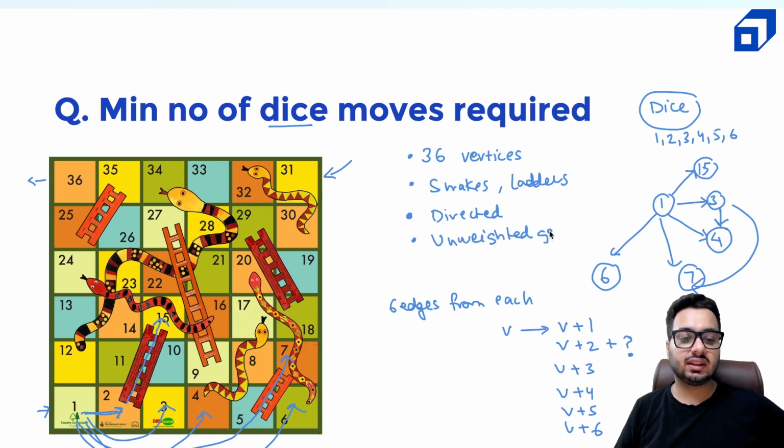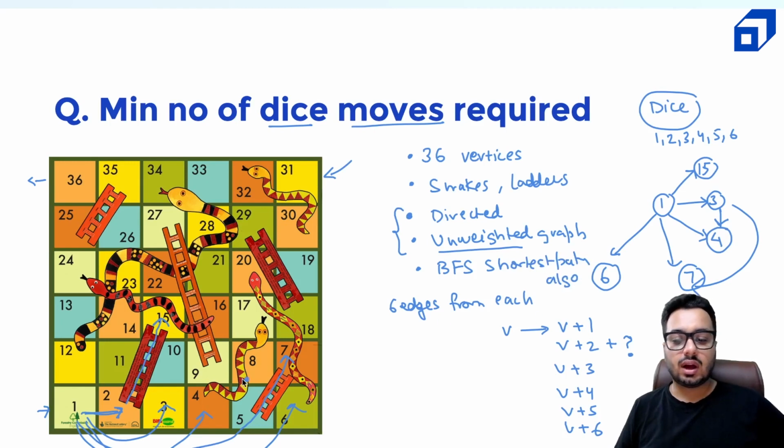That means all edges are equal, because the cost to cover any edge is one dice throw. It does not really depend on what number you throw on the die. Each move is counted as one throw, right? So if you analyze carefully, it becomes an example of a directed unweighted graph. And if it is an unweighted graph, we can use the BFS shortest path algorithm to find out how to reach this node, right?